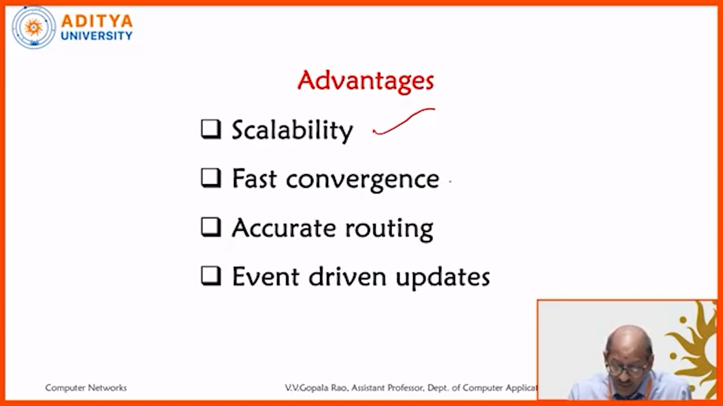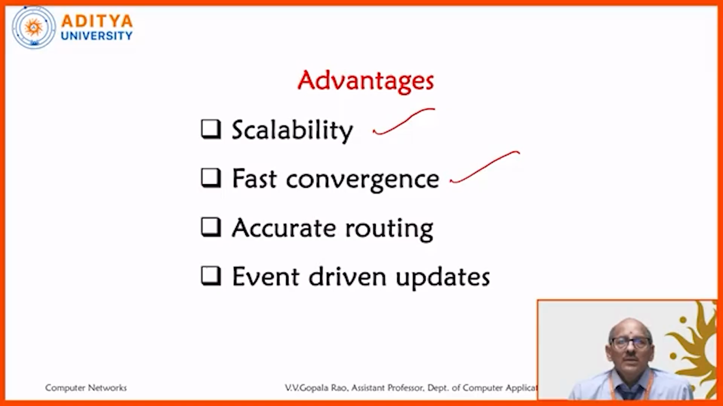And fast convergence. That means even though there are a number of paths from the source router to the destination router, by using this algorithm you can very quickly identify the optimal path among all the possible paths from the source router to the destination router. So you can identify the optimal path very easily. That is called fast convergence.